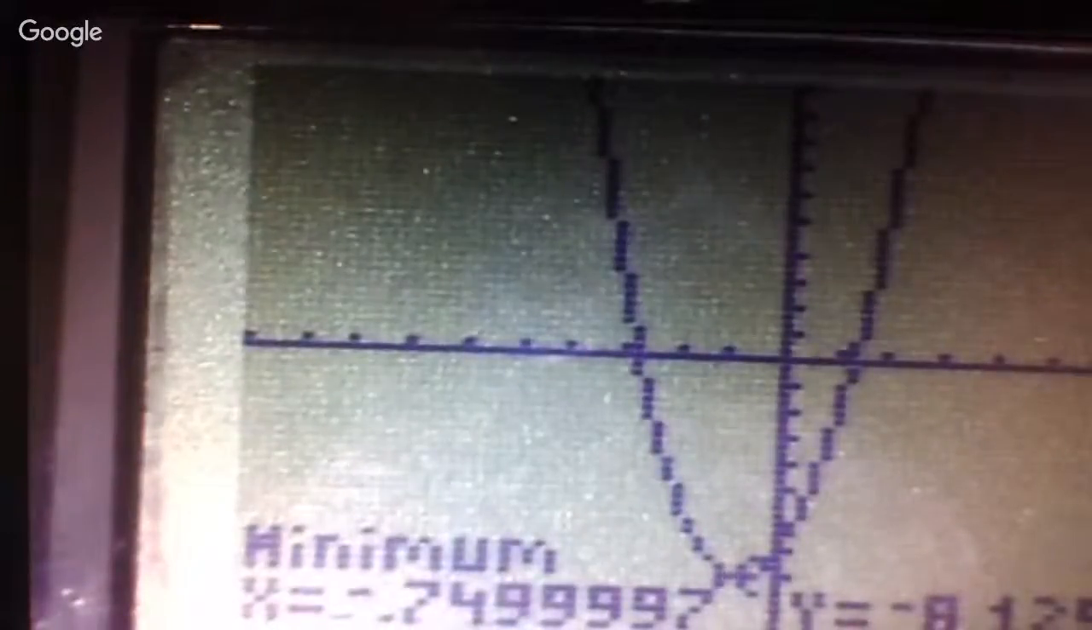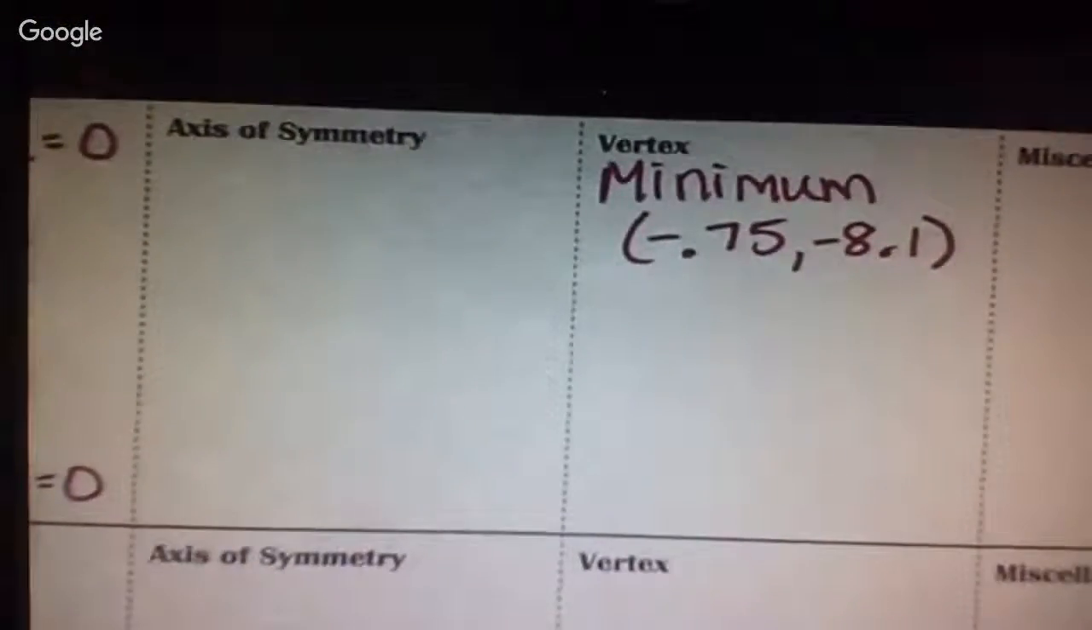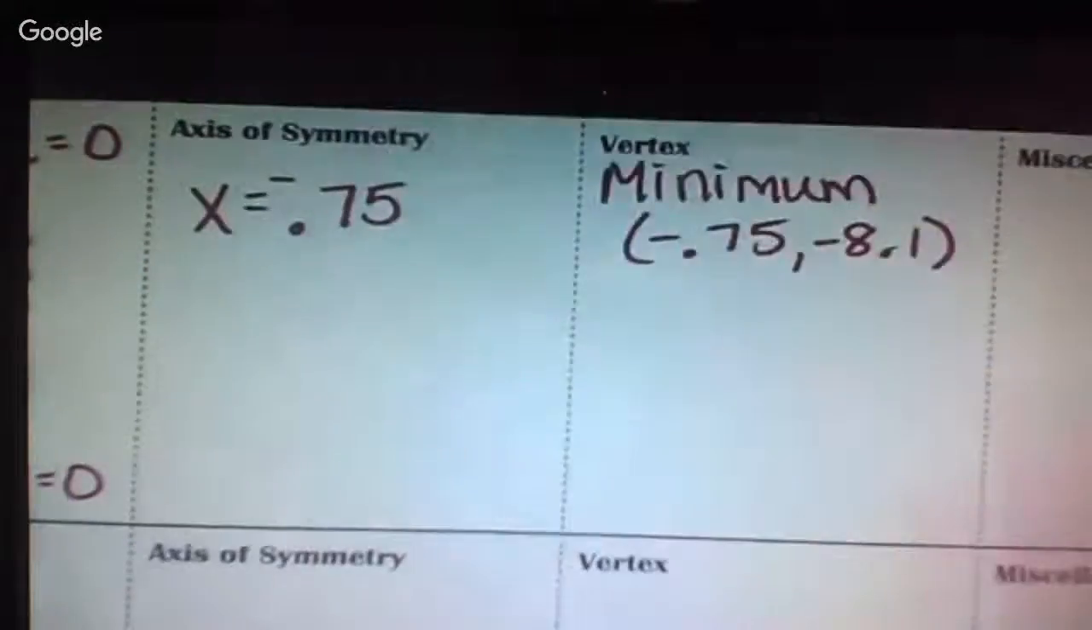So, let me go back to this paper first. Yeah. So, right now we're here. Okay. So, if my minimum is at negative 0.75 and negative 8.1, what does that mean my axis of symmetry is? X equals negative 0.75.